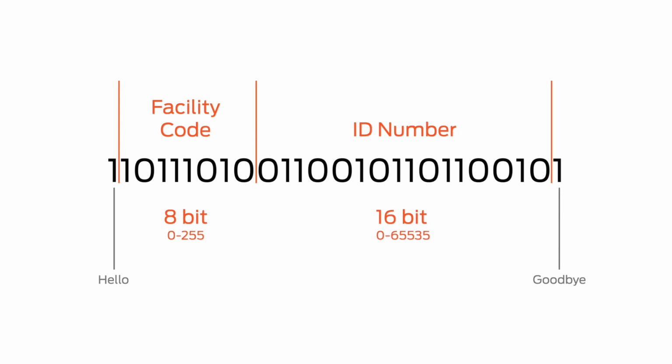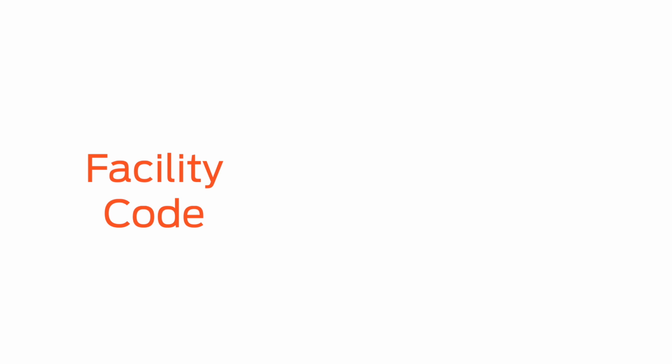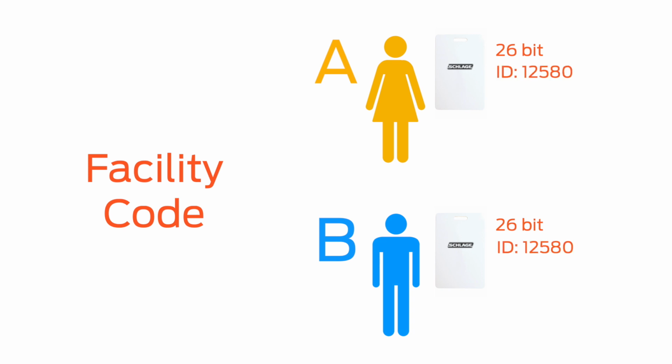The question you might have now is, why is there a facility code? What's that for? It's to differentiate between two people with the same card ID. Let's say that two companies merge together. Alice works for company A, and Bob works for company B. Both companies use 26-bit cards for their employees. Alice and Bob's cards could both have the same ID number stored on them, but Alice's card may have a facility code of 25, and Bob's might have a facility code of 50. The access system can differentiate Bob from Alice because their facility codes are different.